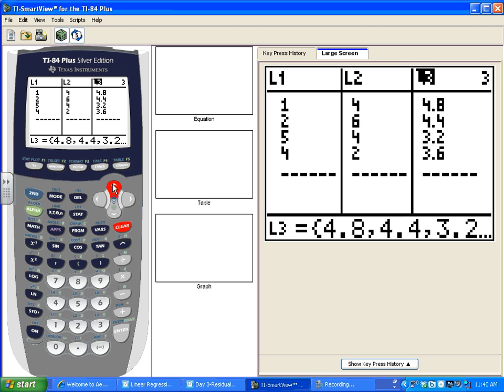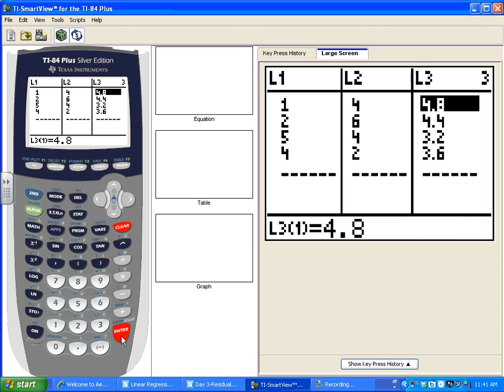List 3 equals. Make sure it's toggled up there at list 3, not in the column. And we're going to tell it to equal 5.2 minus 0.4 times, and then list 1 is just second, and then the number 1, because that's where list 1 is. Close that parenthesis and hit enter, and that gets your predicted.